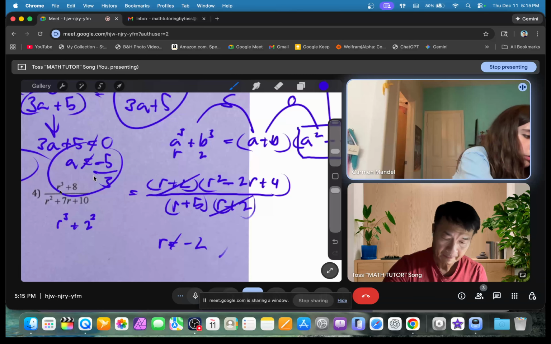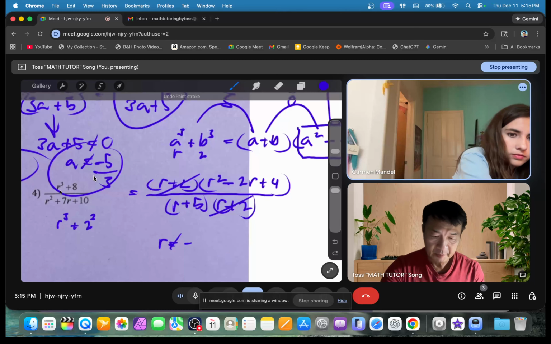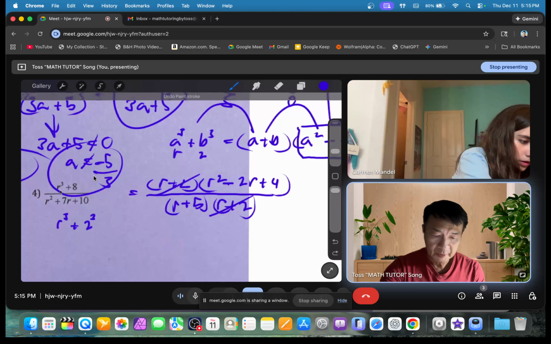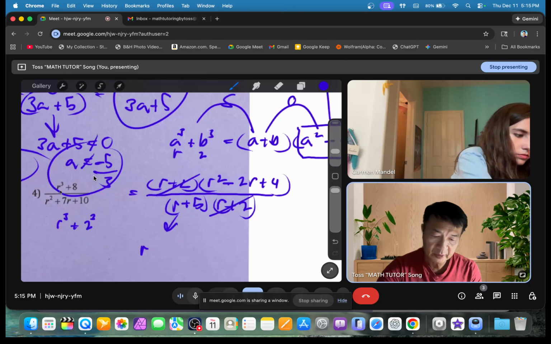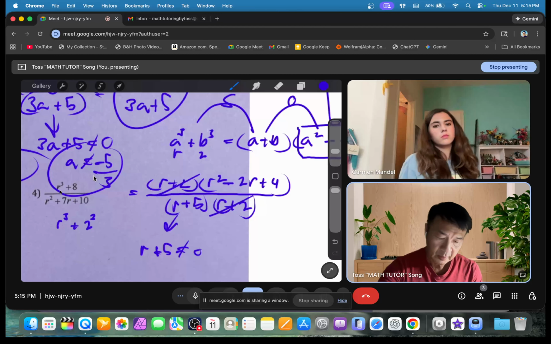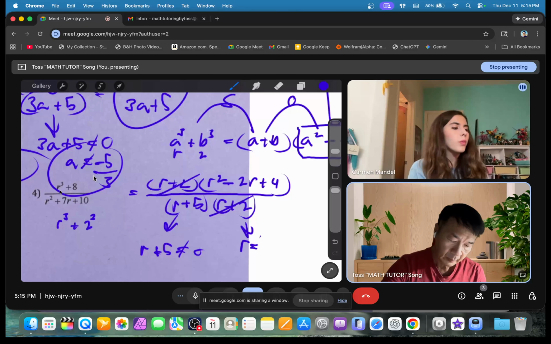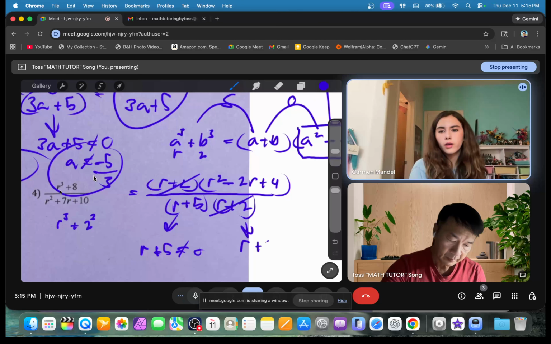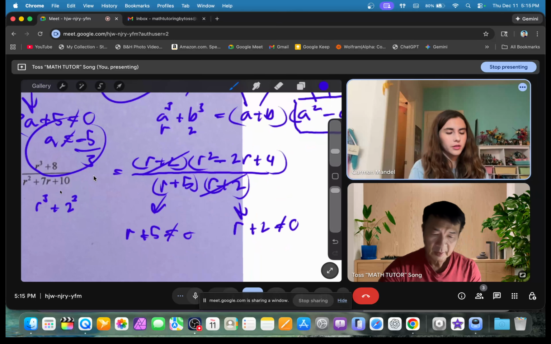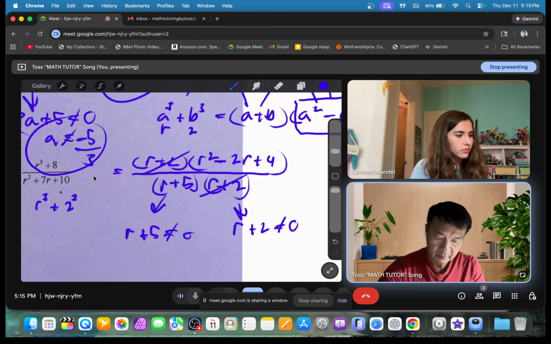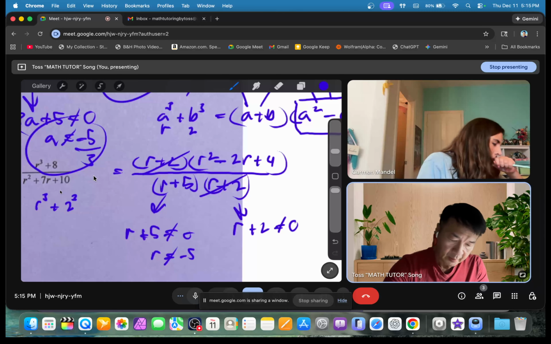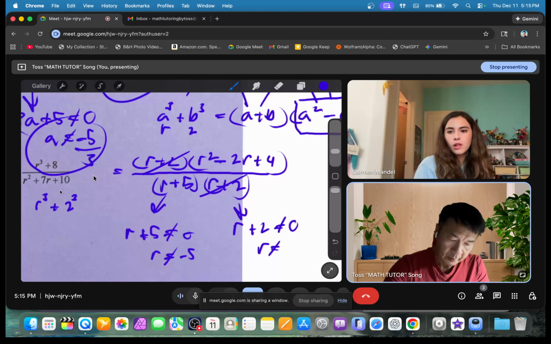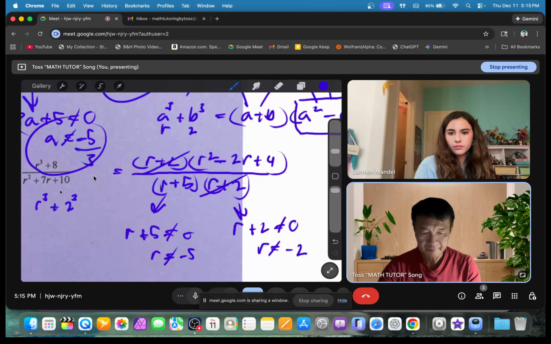Not equal to -2? So okay, let me backtrack. You're still going to factor them, and you still got the two factors on the bottom. You have to set each one not equal to 0 and then solve. Even if you cancel them, yes. So r not equals to -5, and r not equals to -2. Okay.